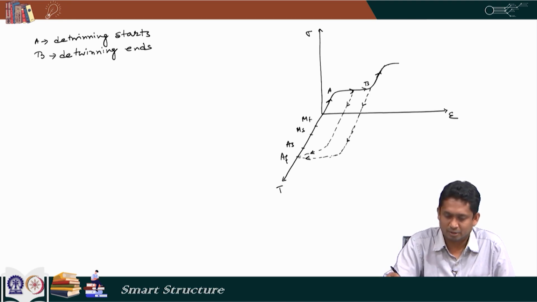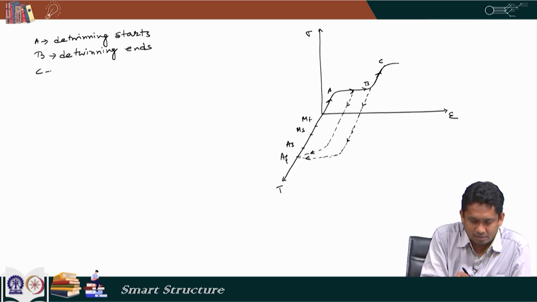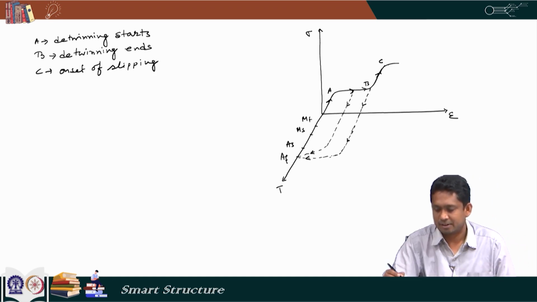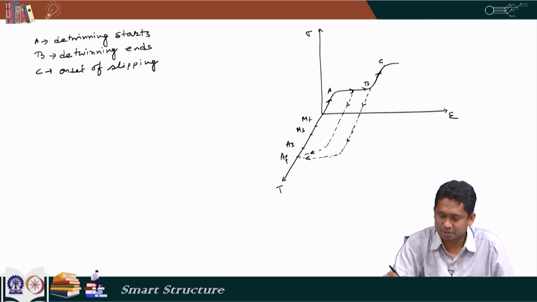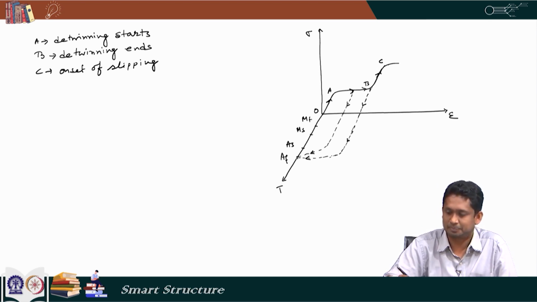Now, suppose I load it further, it goes till a point C, and point C is a point where slipping starts taking place. So, onset of slipping is between B and C, as we saw that it is linear and the slope is the same. So, the slope between O and A and the slope between B and C is the same. Here, between B and C, if at any point I unload, it follows the same path and it comes back here.